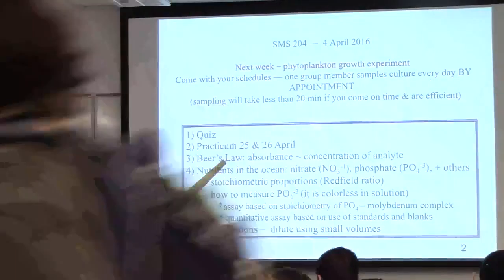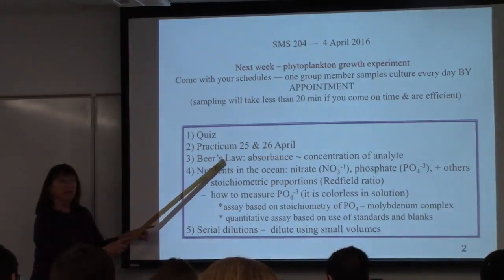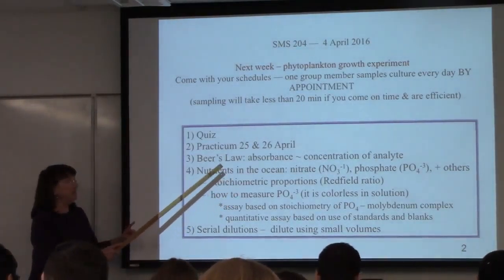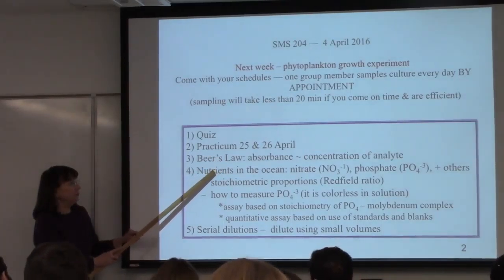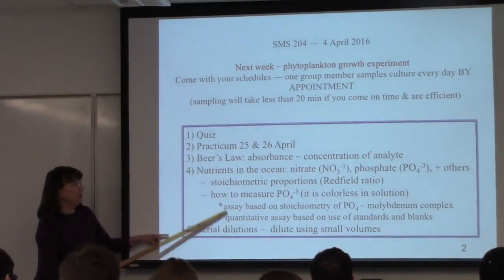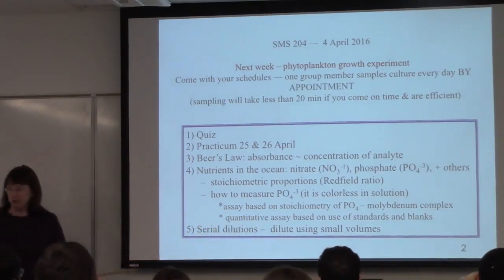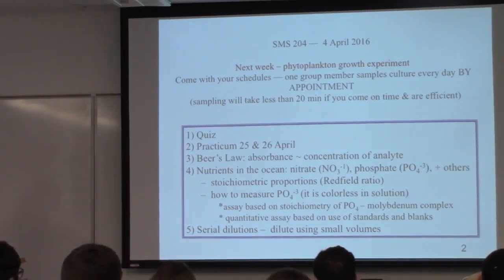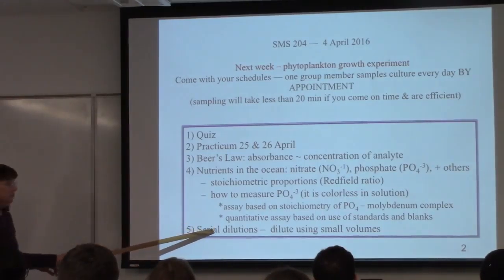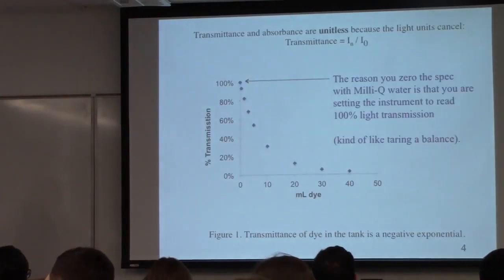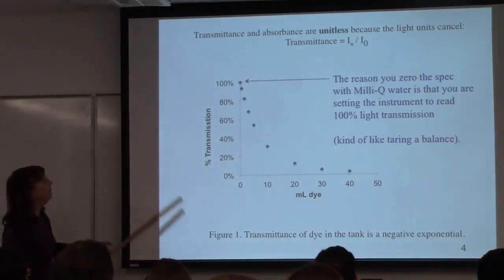What I'd like to do is just briefly review Beer's Law and show you a neat experiment a group in section 2 did, and I'd like to show you the results of that. And then I want to talk about nutrients and how we're going to measure phosphate today. And also serial dilutions, which again are another workhorse of chemists. And you'll be doing serial dilutions today.